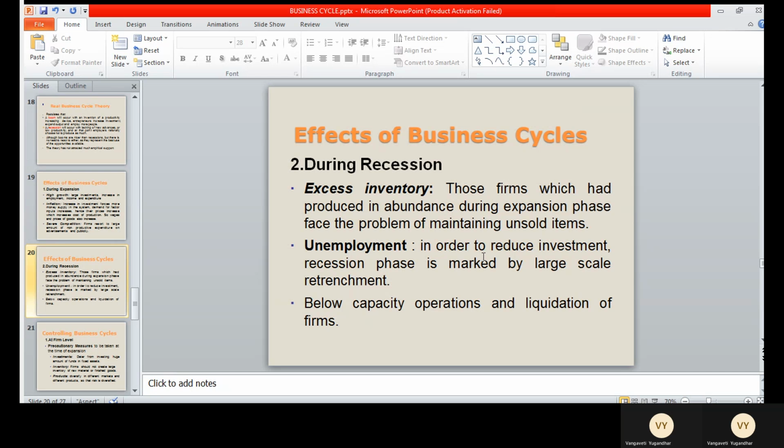The next effect during recession is unemployment. In order to reduce investment, the recession phase is marked by large scale retrenchment. So employees are terminated and underemployed, etc. That is the second effect during recession. The third one is below capacity operations and liquidation of firms. Some firms operate below capacity. Supposing the planned capacity per day is say 1 lakh units, they may not produce 1 lakh because there is no demand. And sometimes some firms have to close. Liquidation is the winding up of the firms.